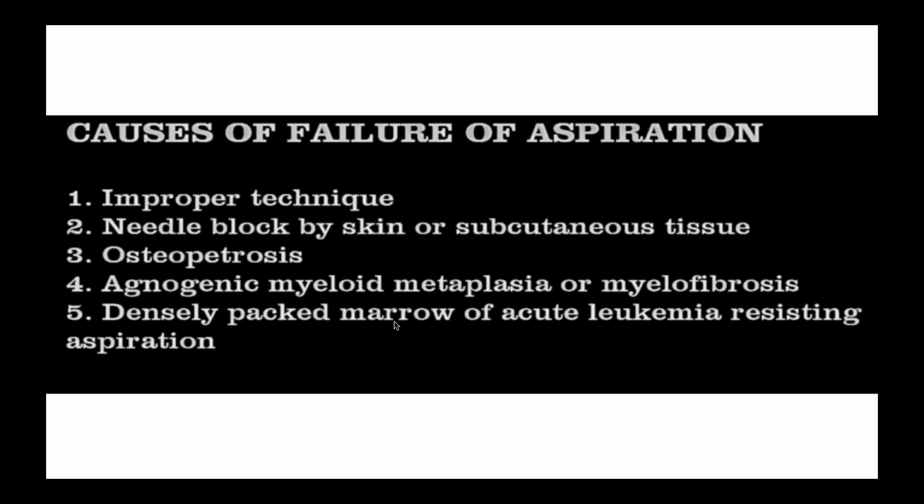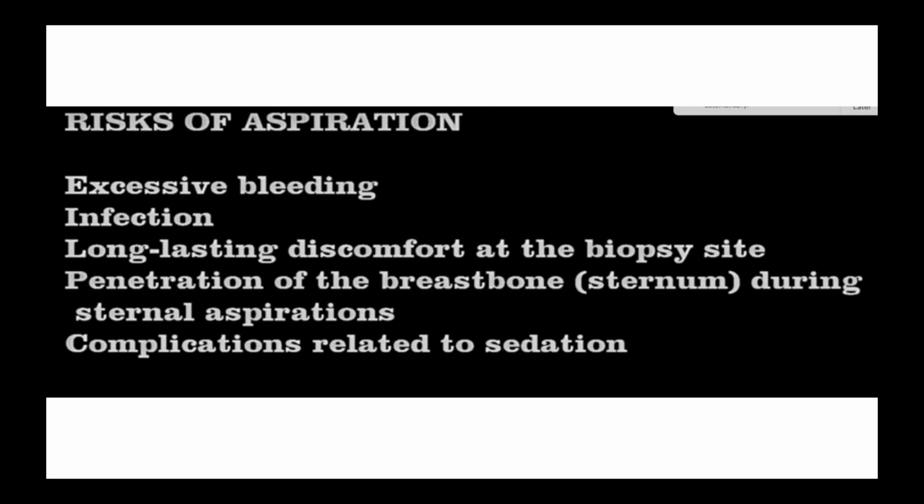Then myeloid metaplasia or myelofibrosis, when the bone marrow is replaced by fibrous tissue. Then even in leukemia, you may not be able to get an aspirate when the marrow is densely packed, as in acute leukemia, because it is so densely packed with cells. You fail to aspirate anything.